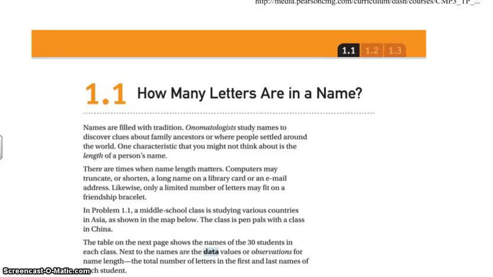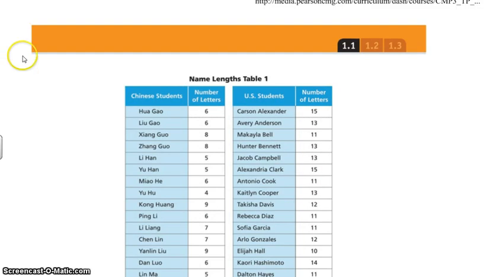All right, today we are going to start talking about data and information. Data is information that we collect, usually in numerical form, about something. So what we are going to do today is make frequency tables from information, from lists.